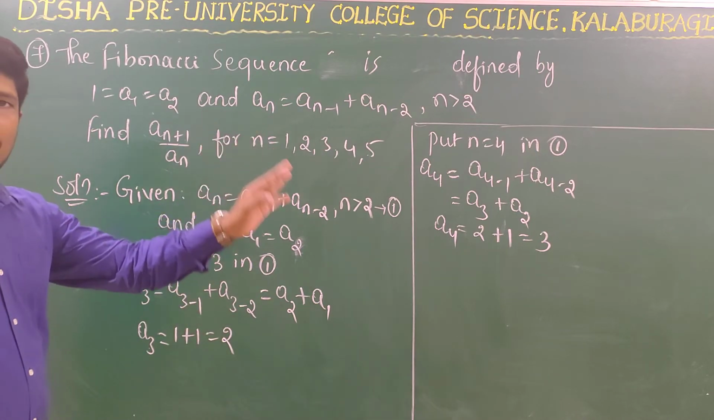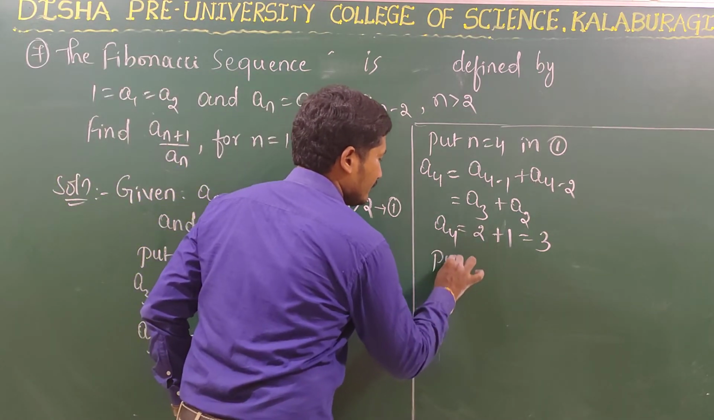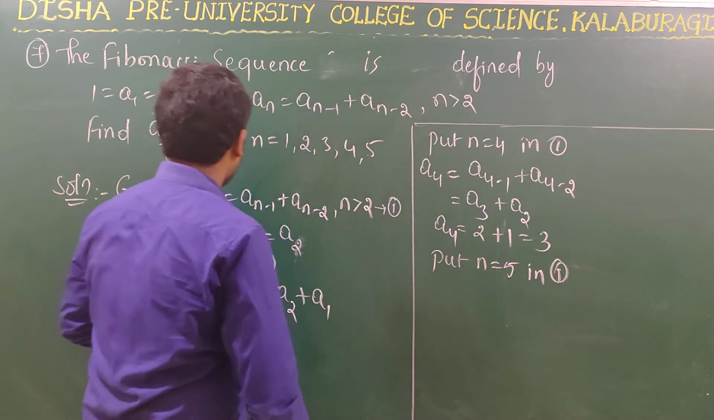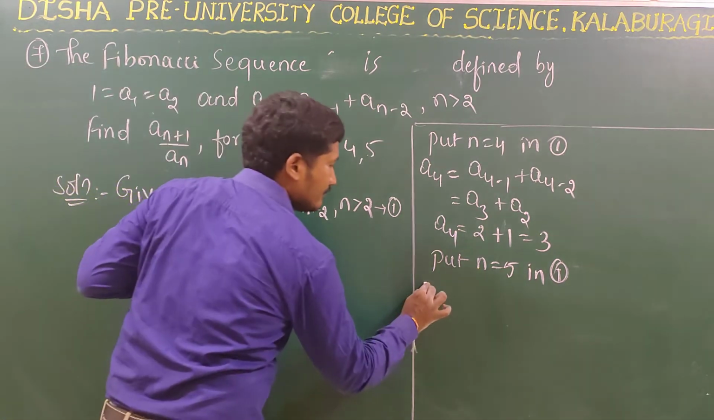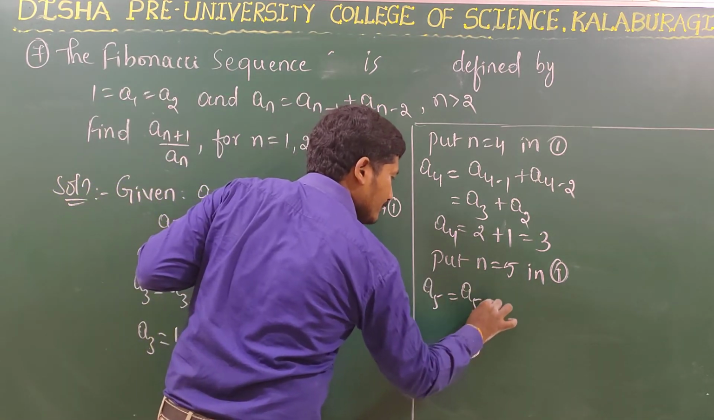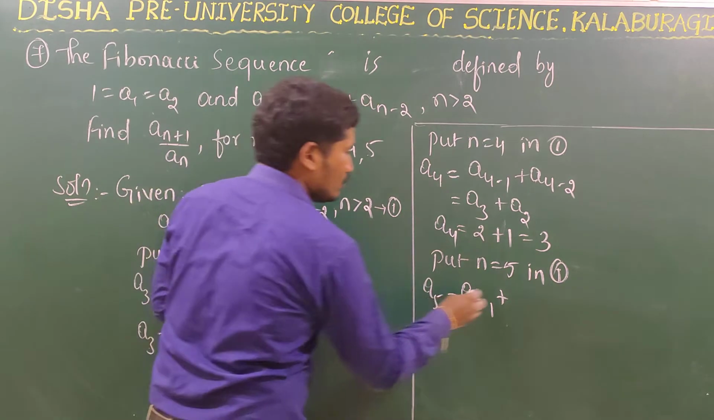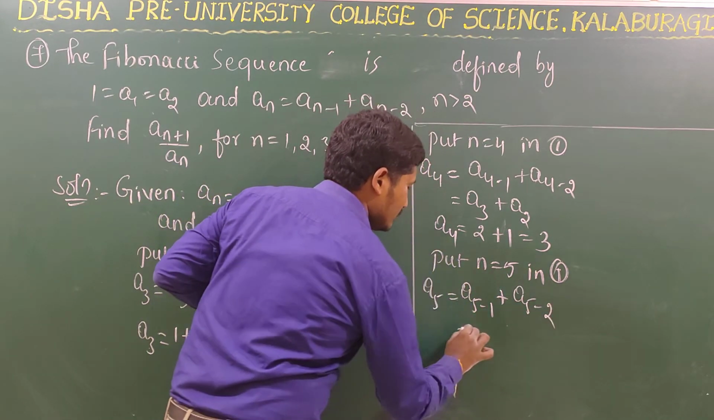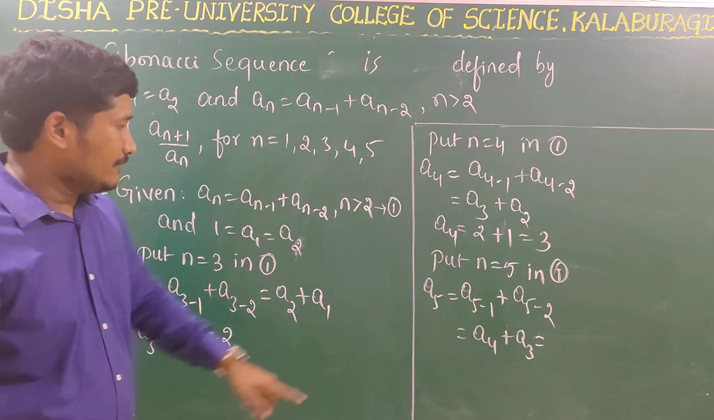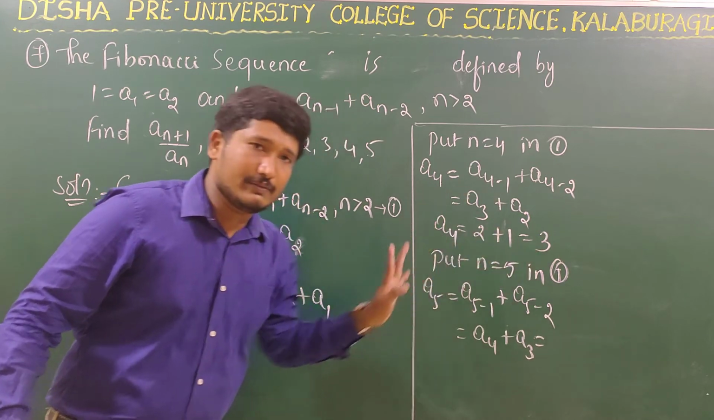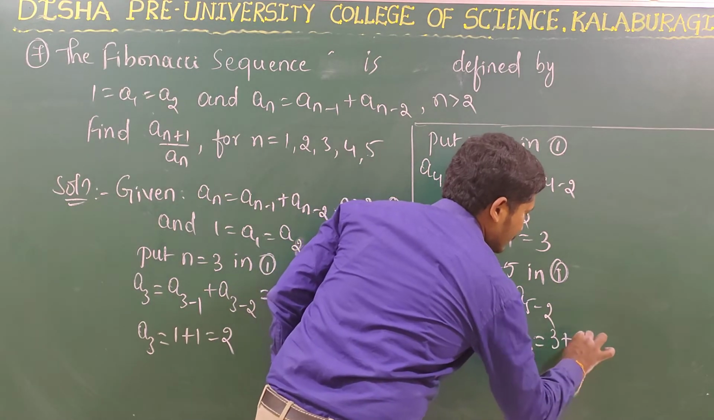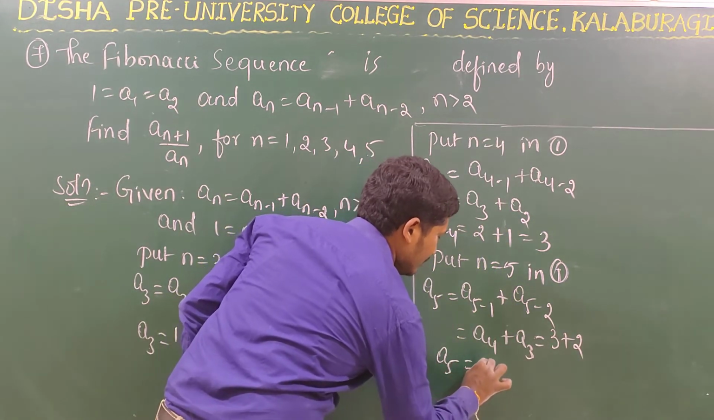Right? So in the same way, let us find the value of A5. So put n is equal to 5 in equation 1. So A5 is equal to A5 minus 1 plus A5 minus 2. So this will be equal to A4 plus A3. The value of A4 is 3 and the value of A3 is 2. So substitute them there: 3 plus 2. So the value of A5 will be 5.